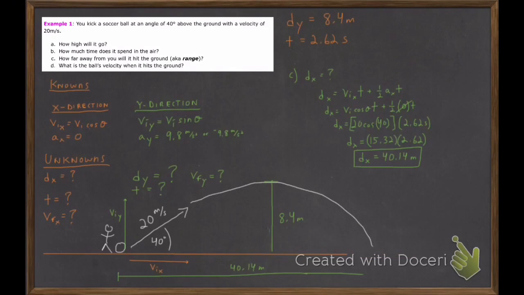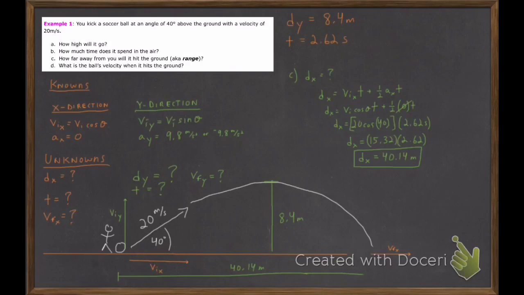Alright, so the final question asks, what is the final velocity when the ball hits the ground? Now that we've written in all of our information, 40.14 meters as the range and 8.4 meters as the height, we can find that final velocity. So let's draw exactly what the final velocity would look like. We have our components here, and I'm going to draw an arrow going this way. This is our horizontal component, and we'll label that VFX, and we know that it is equal to our VIX because it doesn't change.